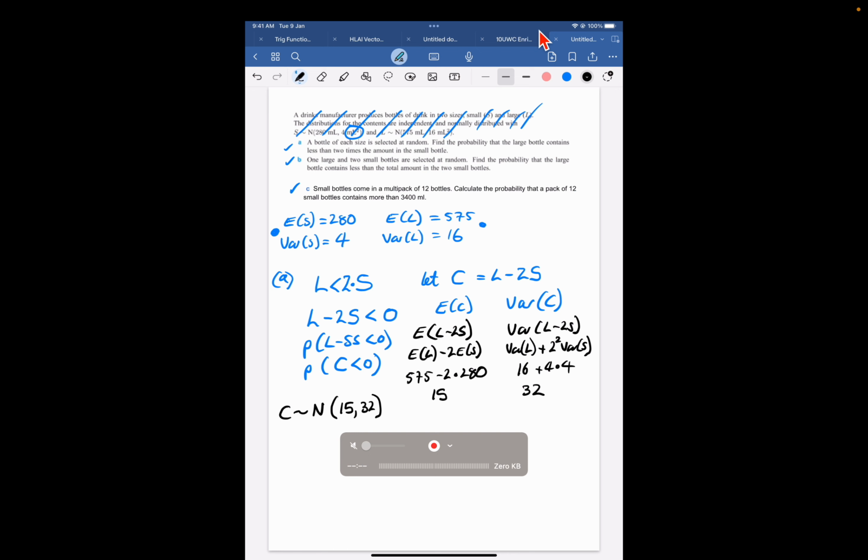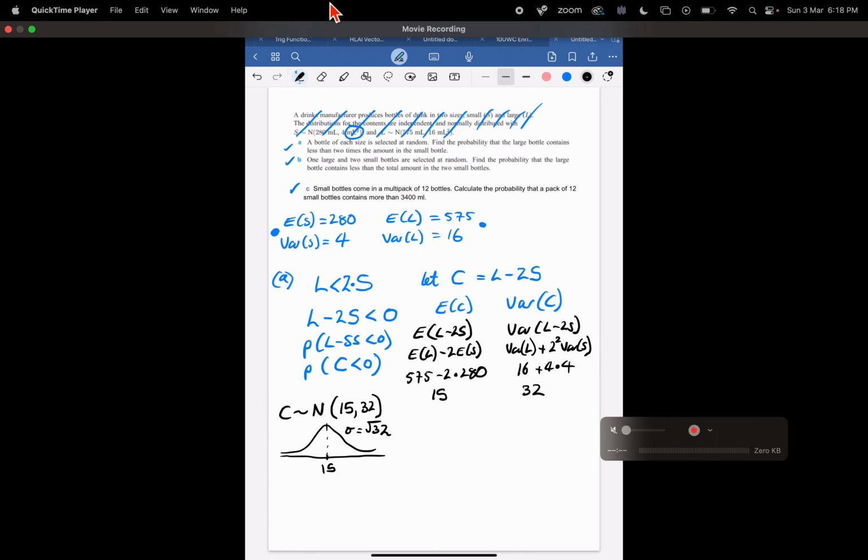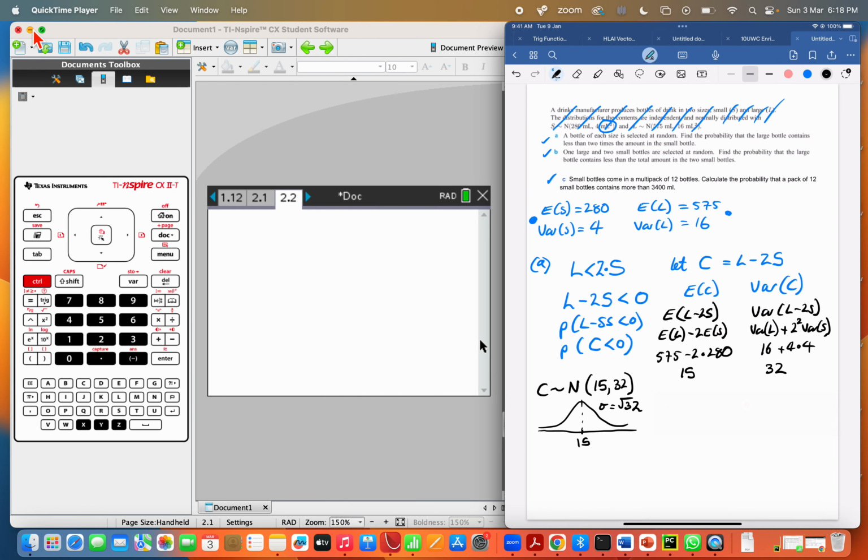Then what we're trying to do is visualise this combined normal distribution. 15 here, standard deviation is root 32, and then we reach straight away for our calculator. Let's move this out of the way. This is an area. We want to find the probability that C is less than 0. So plop a 0 on, and we're trying to find that shaded area.